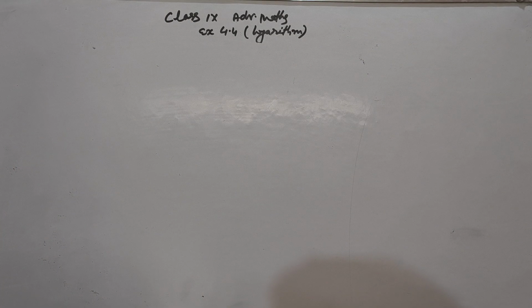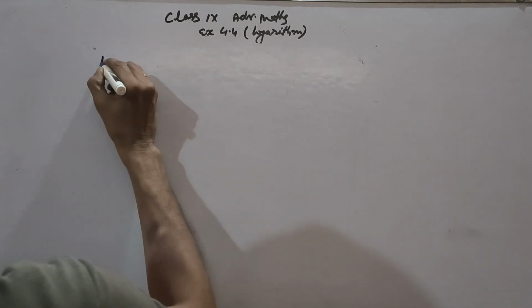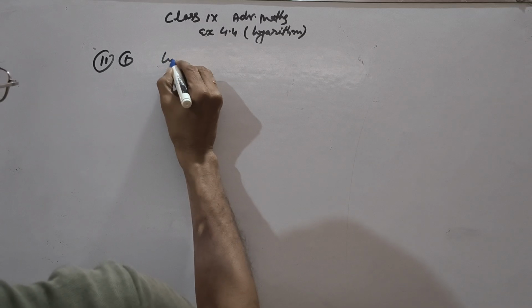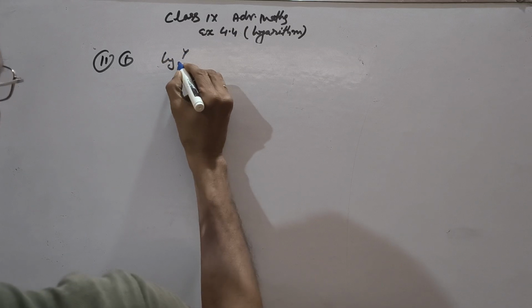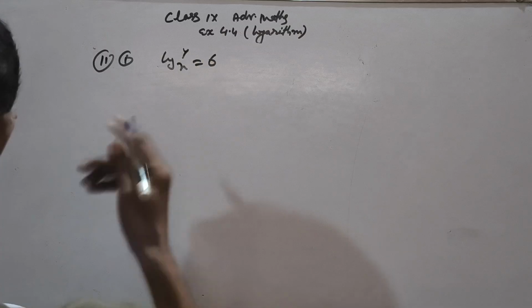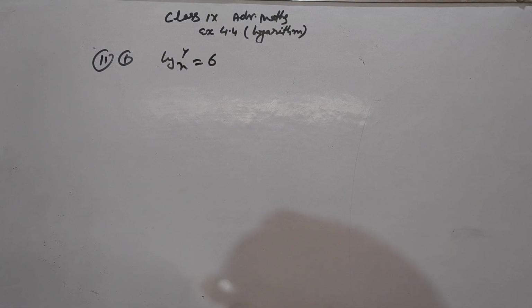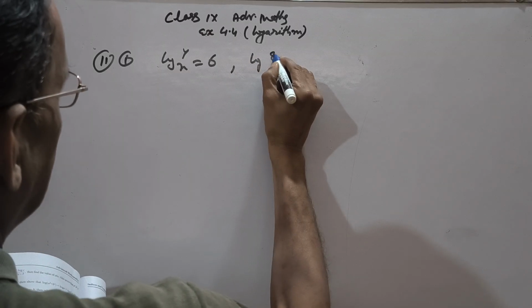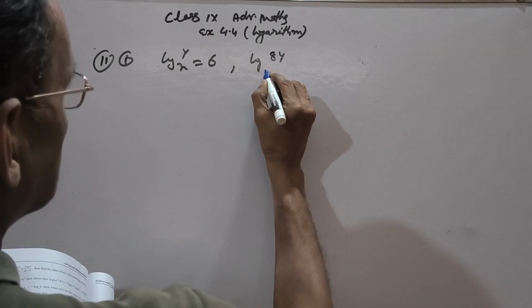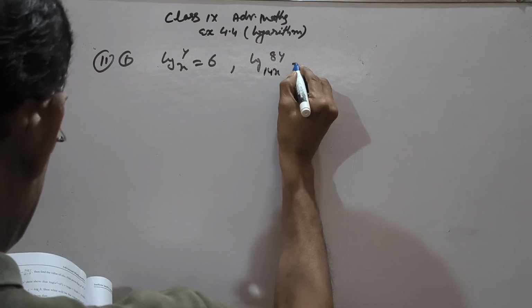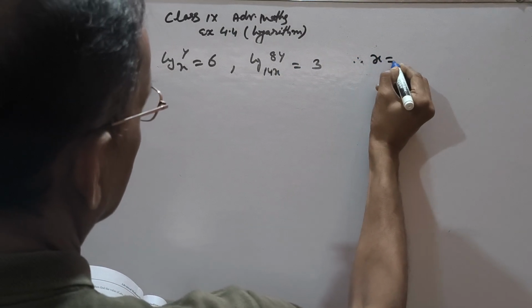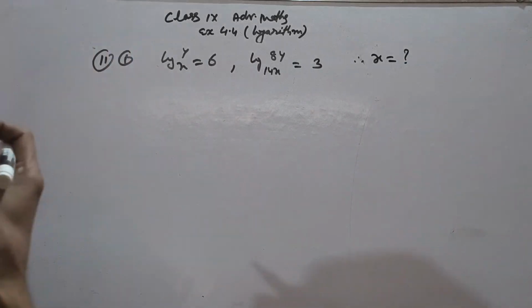Okay, then go to number 11. Number 1, what is given? Log y to the base x is given as 6, and log 8y to the base 14x is given as 3. We need to find the value of x.